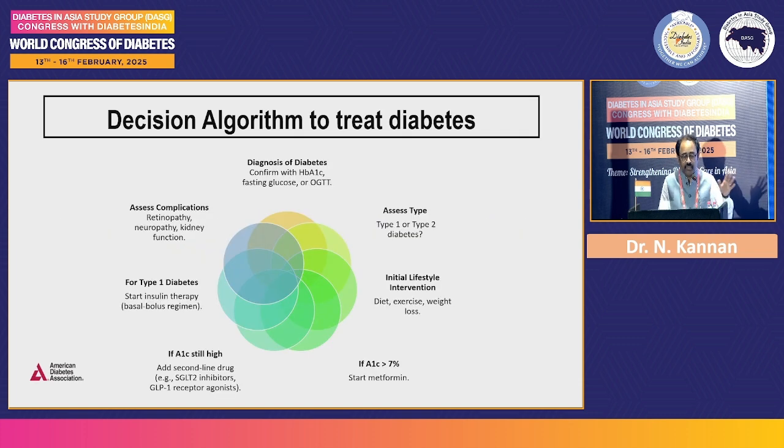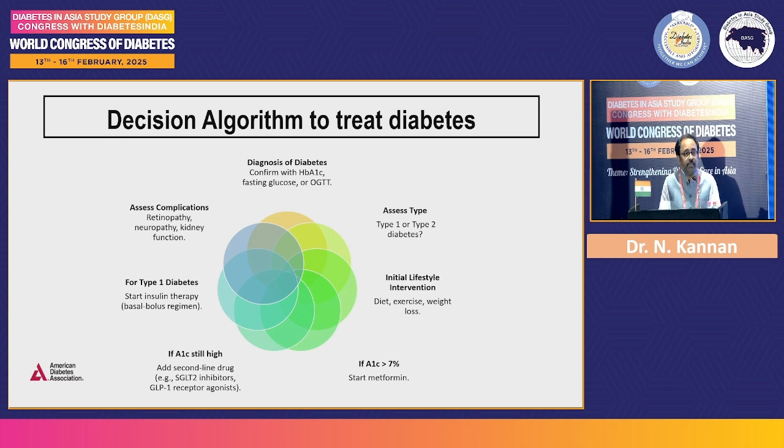These are new algorithms. The decision algorithm is very, very important. First, we have to diagnose the patient by means of HbA1c and so on. Assess type 1 or type 2, lifestyle implications. If the HbA1c is more than 7, start metformin. If the HbA1c is still high, you have other molecules; modern molecules have to protect the endocardium and vascular endothelium. And for type 1 diabetes, a basal bolus regimen.